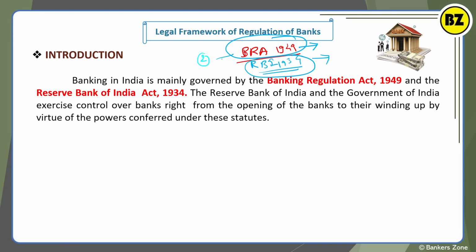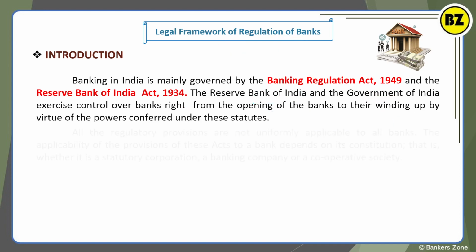And through these two acts, the RBI, that is the Reserve Bank of India, and the central government, say Government of India, exercise their control over the banks. Since opening of the banks, meaning since providing the license, till winding up, meaning till closure of those banks, all the rights are exercised by either the RBI or the central government. By how? By two acts, called the Banking Regulation Act and the RBI Act.